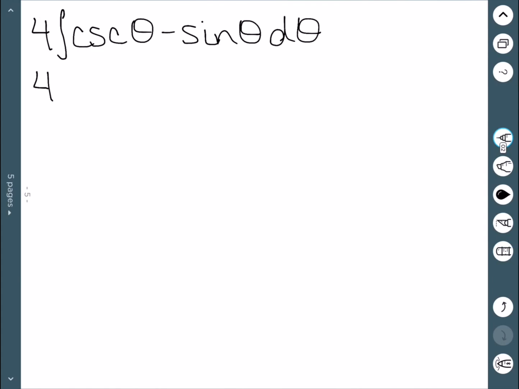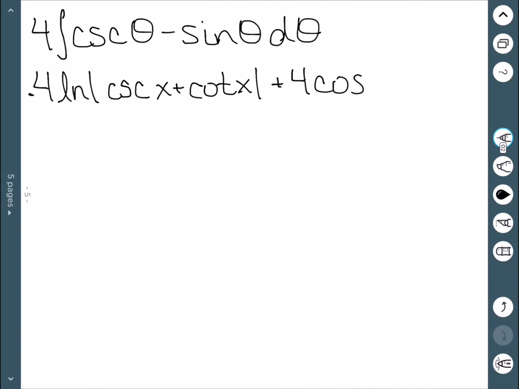The integral of cosecant is negative ln of cosecant plus cotangent. And the integral of sine is negative cosine, so we have plus 4 cosine theta. Sorry, these are not x's, they are thetas. Plus c.